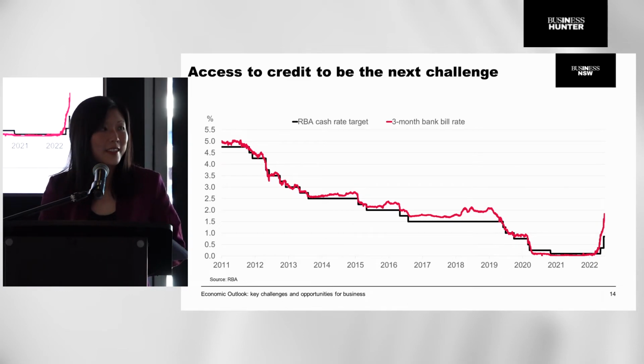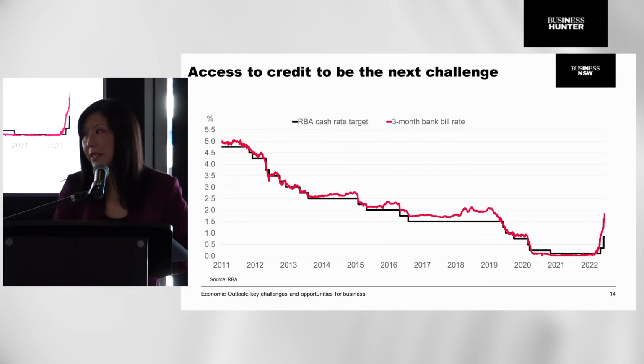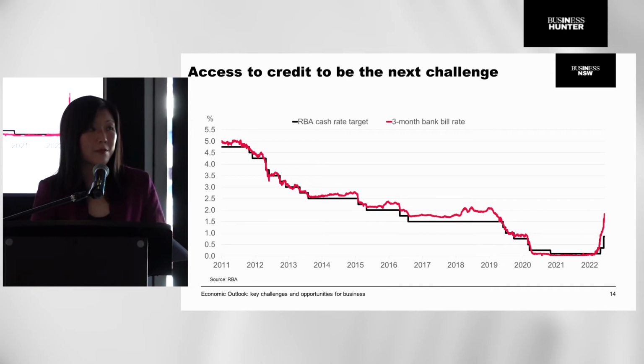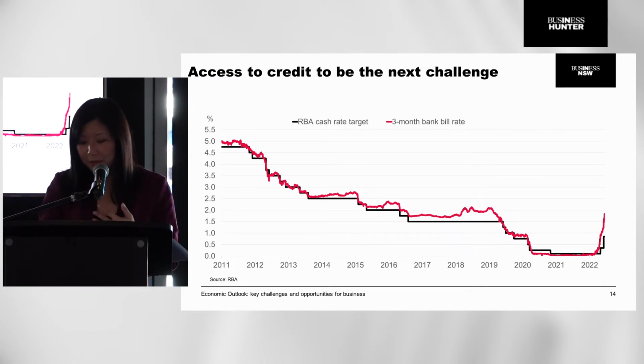Okay, so another challenge here. By now I think we all know that the Reserve Bank of Australia has started its monetary tightening cycle, and it is raising interest rates rather aggressively. The RBA cash rate target is currently at 0.85%, and they have already hinted that it could reach 2.5% by year end. And if you look at the market, it is pricing in a rate of even higher than 2.5%.